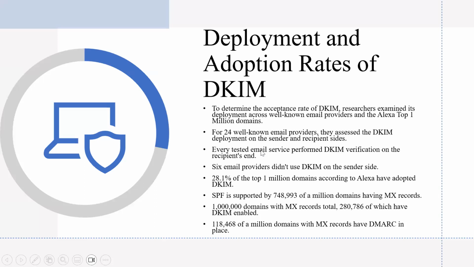Moving on to the other slides. As we have said earlier, the deployment and adoption rates of key identified mails are discussed in these slides. To determine the acceptance of identified mails, researchers have examined the deployment across well-known email providers, and they have used the top 1 million domains.